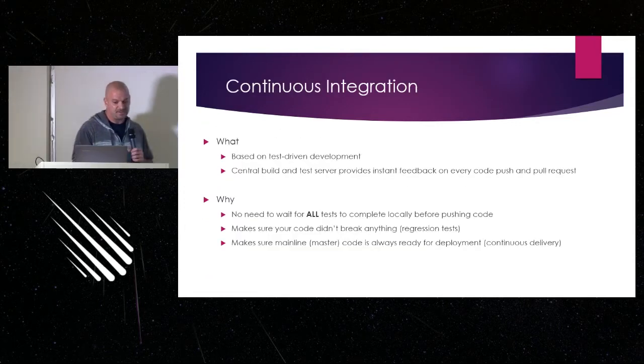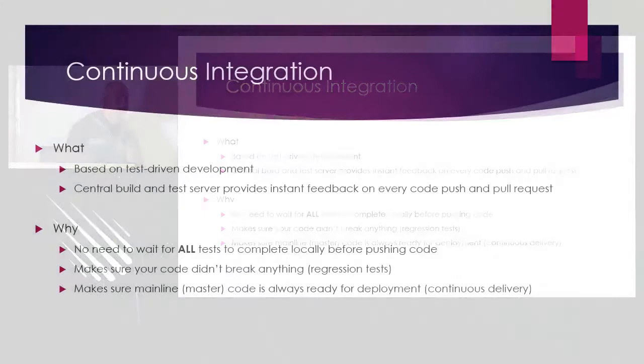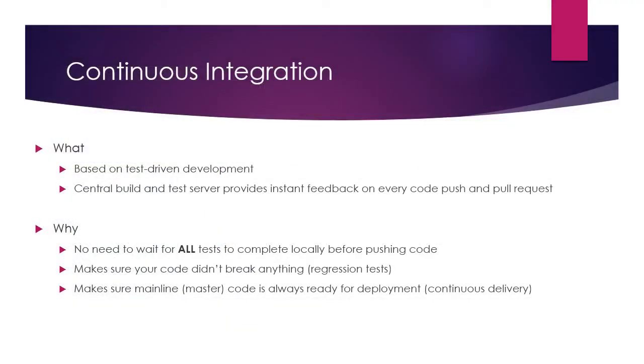First of all, what is continuous integration? Continuous integration is based on test-driven development, which means that for every piece of code that you write, you also write test code in parallel to make sure you're going to have regression tests in place. The bigger your system gets, you're going to know always that nothing broke. And in the continuous integration environment, there's a central build and test server that provides the developer instant feedback on every code push and every pull request created.